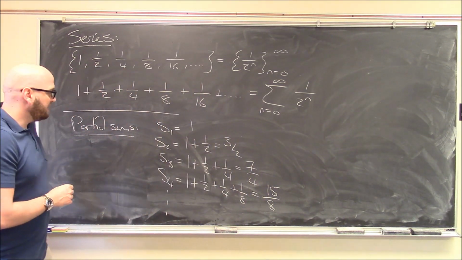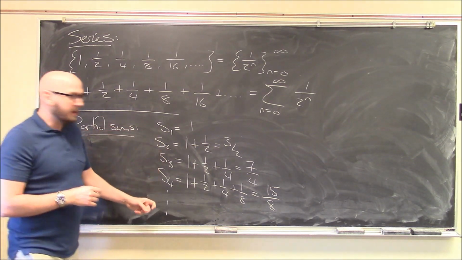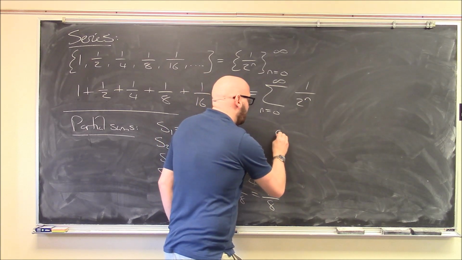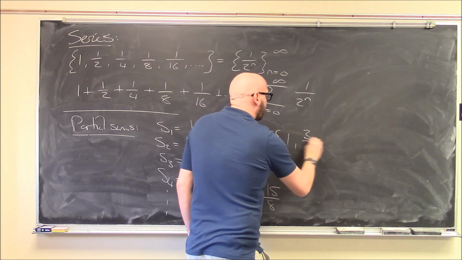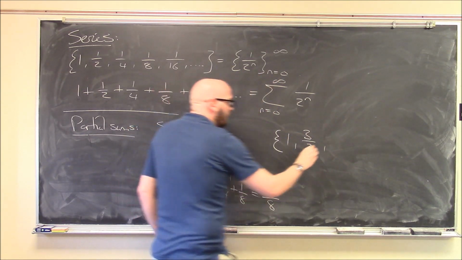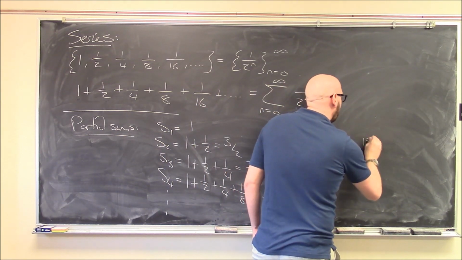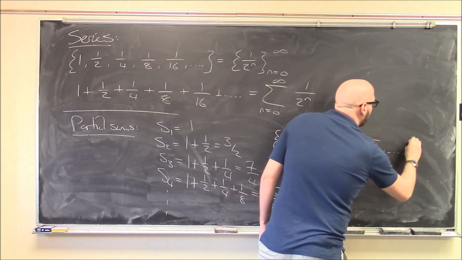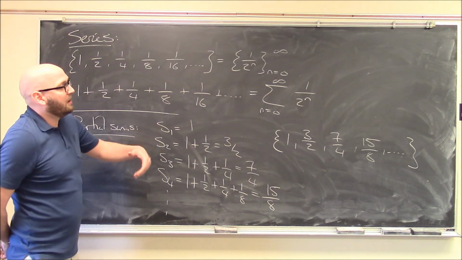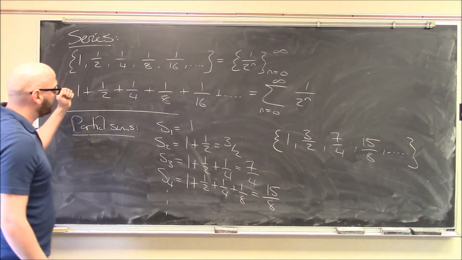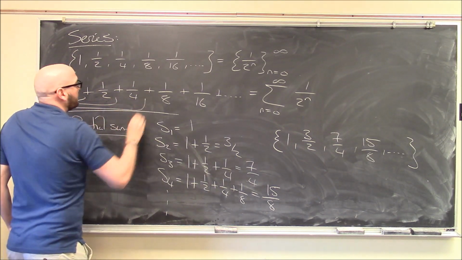Alright, so what you'll notice I'm doing here is I'm actually building a sequence. I've got this sequence of terms, S1, S2, S3, S4. It's the so-called sequence of partial sums. And my sequence looks like this: 1, 3/2, 7/4, 15/8, and so on. The first term tells me the sum of the first term. Second term tells me the sum of the first two, then the sum of the first three.